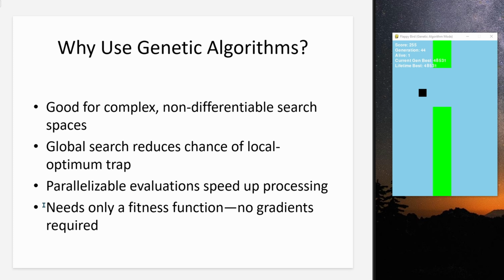And then next, all we need is a fitness function. We just need to define what's the best fitness here, which in this case is reaching the pipe.